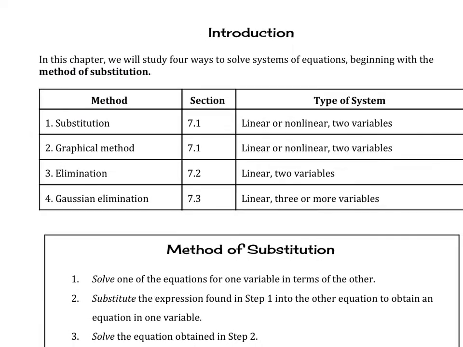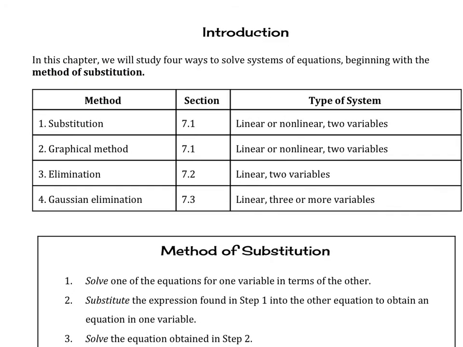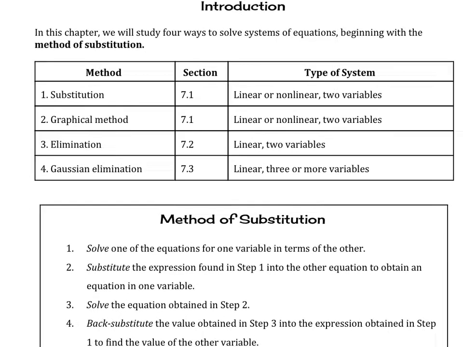We're going to study four ways to solve systems of equations in this chapter, beginning with the method of substitution. We're going to use linear or nonlinear, two variables. We're going to use the graphing method, elimination, and Gaussian elimination.